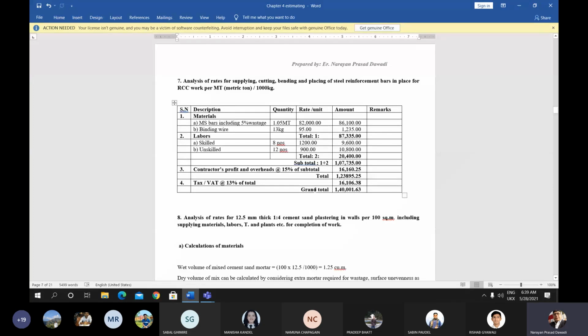Now, seven heading. Analysis of rates for supplying, cutting, bending, and placing of steel reinforcement bar in place for the RCC, per metric ton. The provision of providing the reinforcement bars for the RCC work is considered separately. It is totally for the supplying, cutting, bending, placing of the steel reinforcement bars in place for RCC work per metric ton.